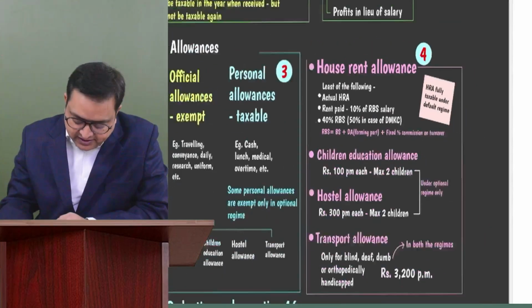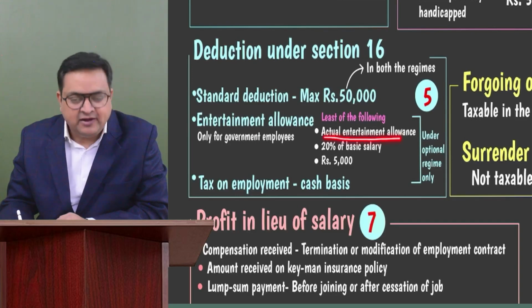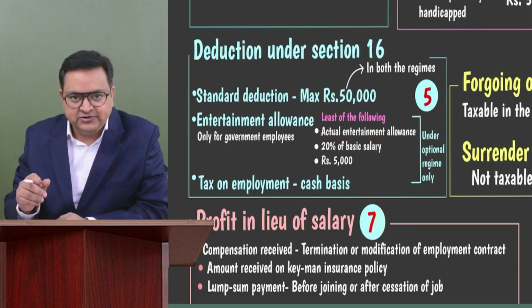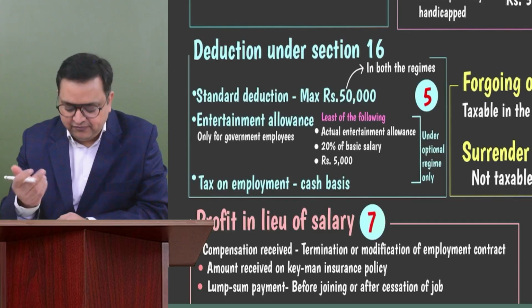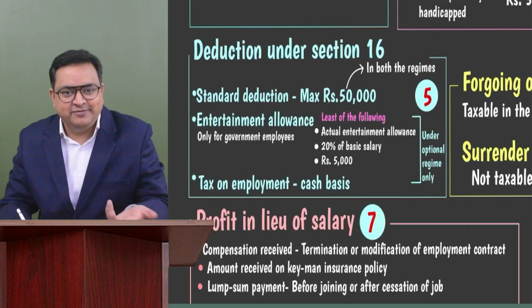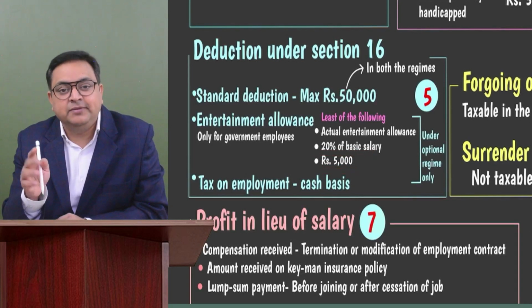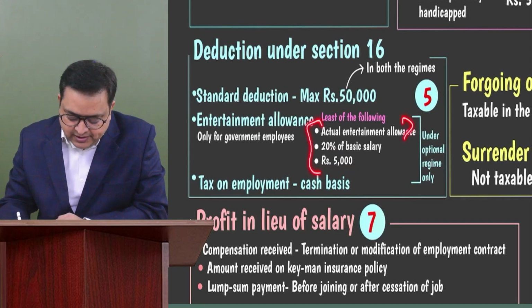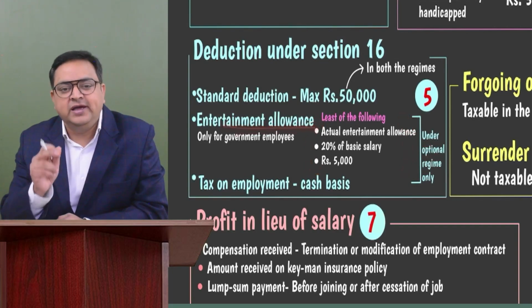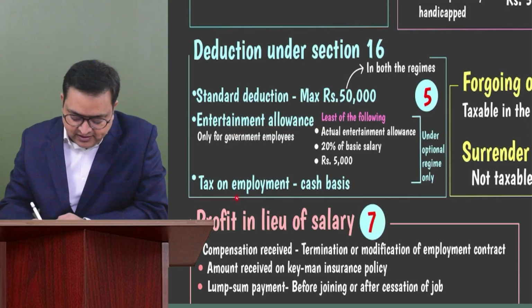So what is the limit of entertainment allowance deduction? See, it should be the least of the following: the actual entertainment allowance received, or 1/5 of the basic salary. You can say 1/5 or 20%, it is the same. 1/5 is nothing but 20%. So 20% of the basic salary, or rupees 5,000. Is it 5,000 per month, per annum? No. 5,000 is a straight fixed limit. So, or rupees 5,000, whichever is lower. But please remember, it is under optional regime, and this particular deduction is only and only for central government and state government employees only. That's it. Nobody else, right? Then tax on employment.